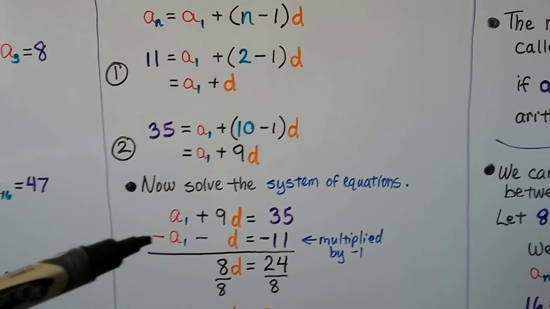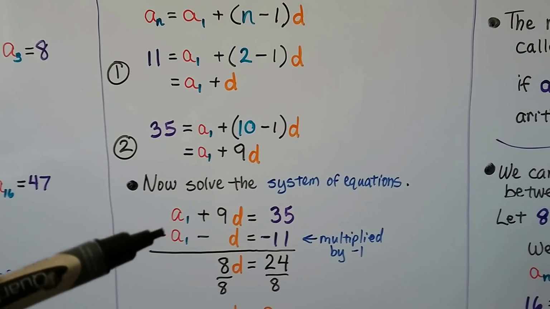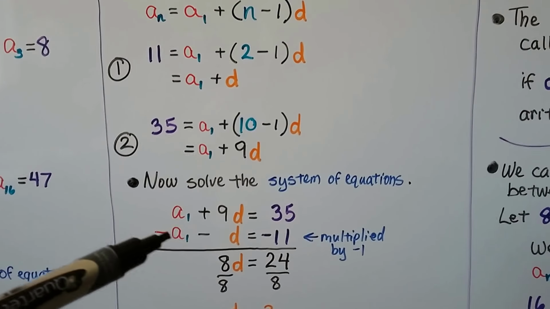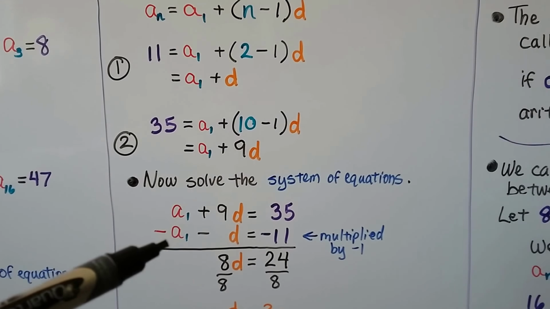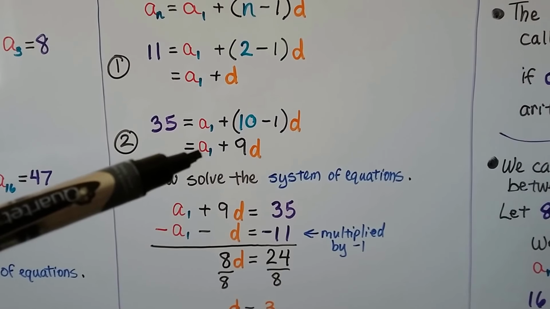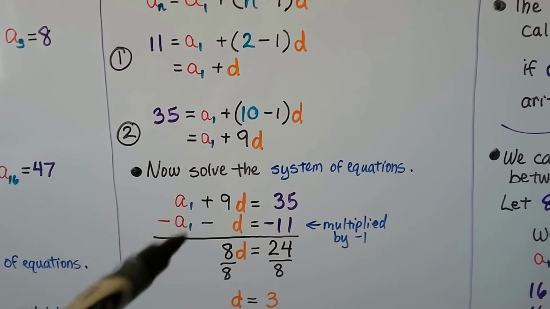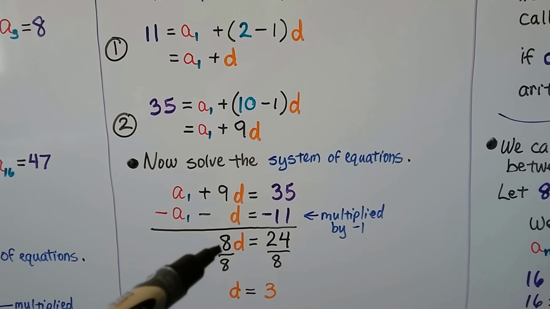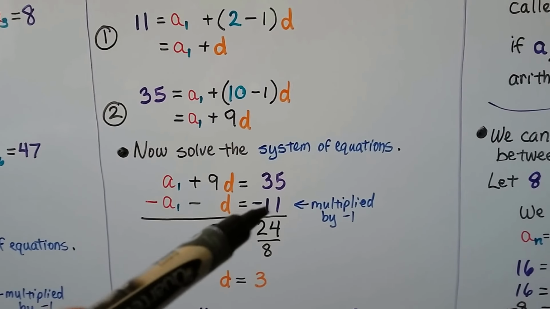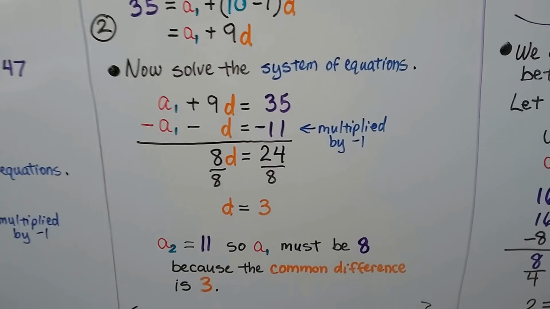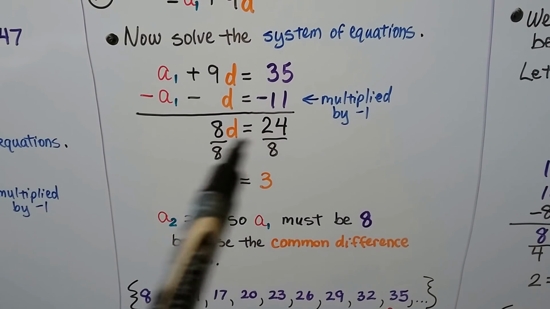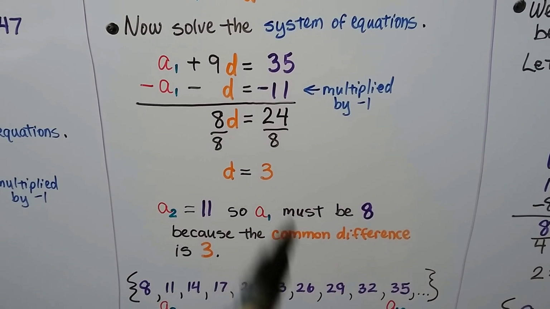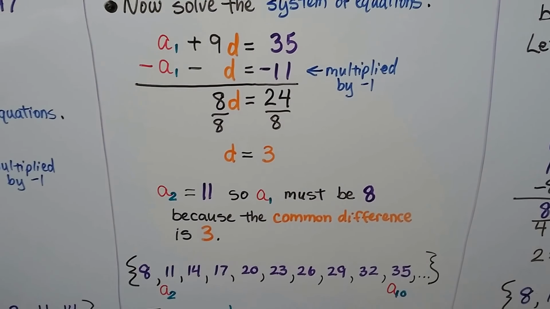All right? We're going to multiply this one by a negative 1 so we can subtract it. We have our a sub 1 plus d, but it's multiplied by 1, so now it's negative. See? And we're going to subtract it from this guy. This makes a 0 pair. It cancels out. And 9d minus a d gives us 8d. 35 minus 11 is a 24. And we can divide both sides of the equal sign by the 8 to solve for d. And 24 divided by 8 is 3. We know the common difference, d, is a 3.